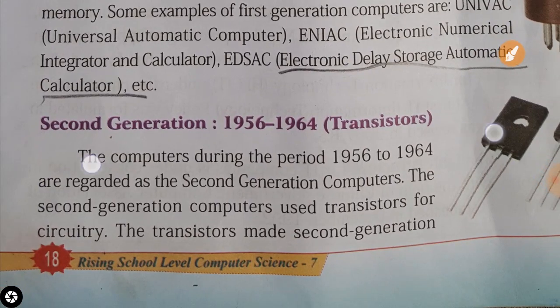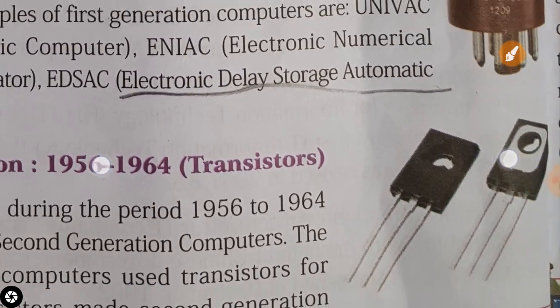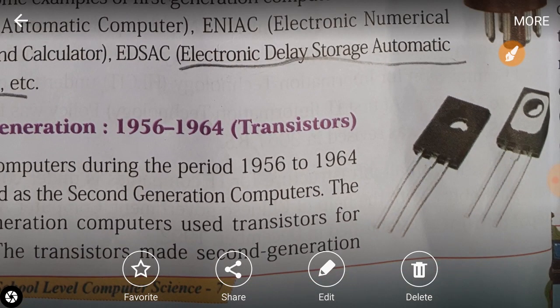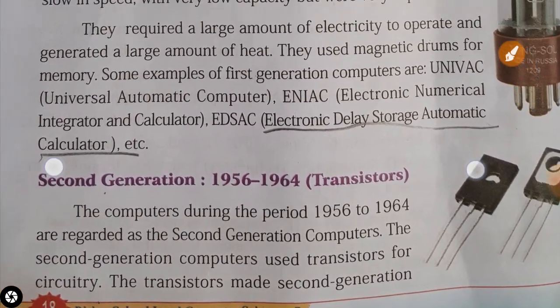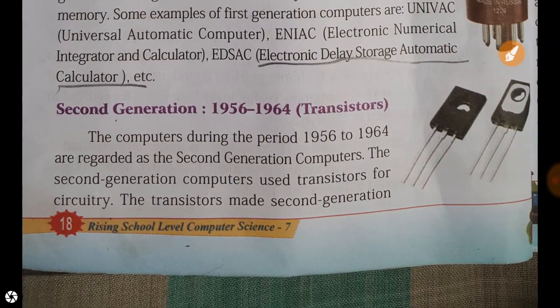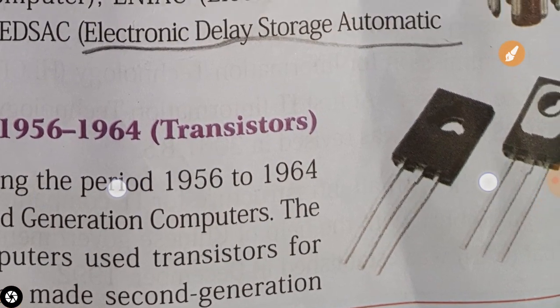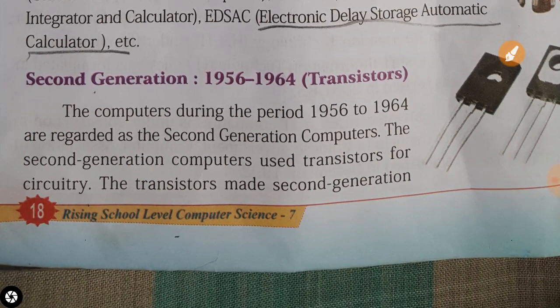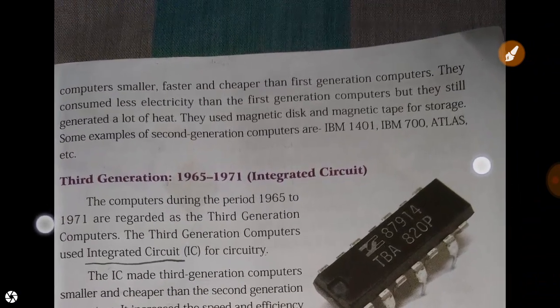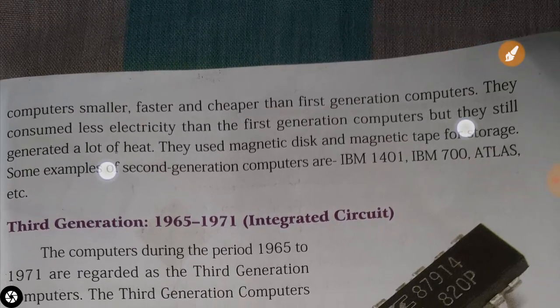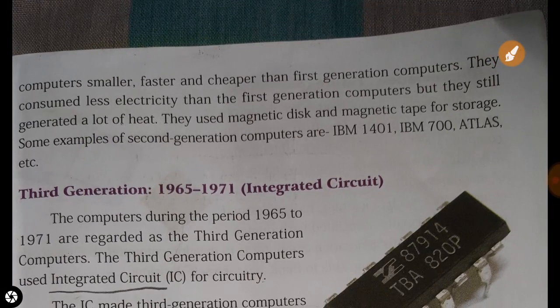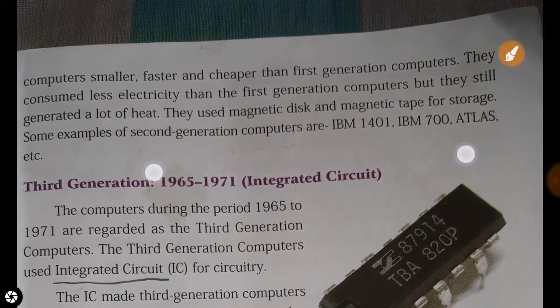And second generation computer, actually this transistor replaced 1,000 vacuum tubes. These 1,000 vacuum tubes were integrated in this small transistor. So compared to the first generation, the computer became very small, very powerful, very fast. This is vacuum tube and it was replaced by transistor. So transistors were used in second generation computer. They were faster and cheaper than the first generation computer. They consumed less electricity, but they still generated a lot of heat. They used magnetic disks and magnetic tape for storage. Some examples of second generation computer: IBM 1401, IBM 700, Atlas, etc.